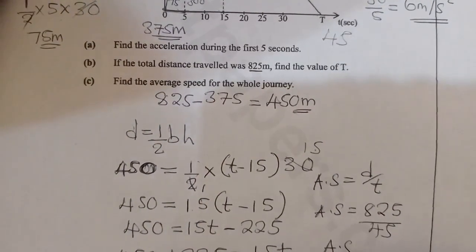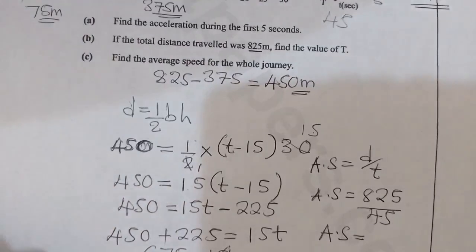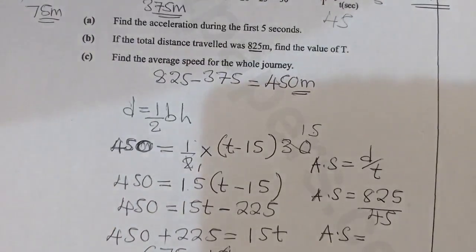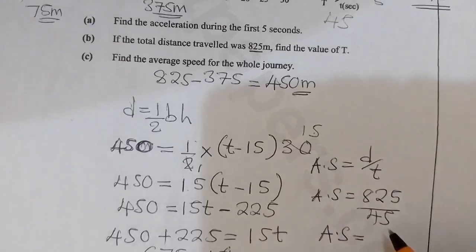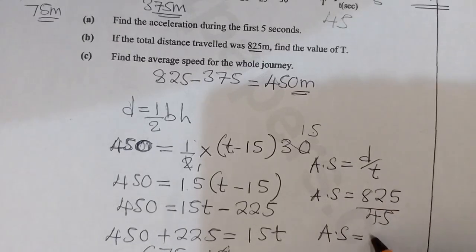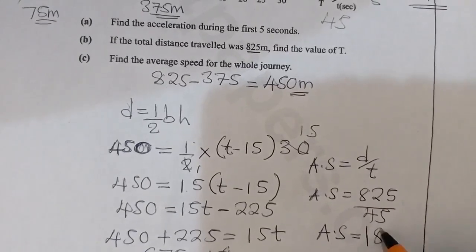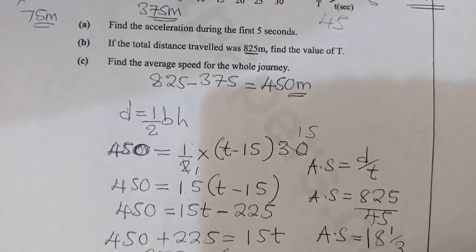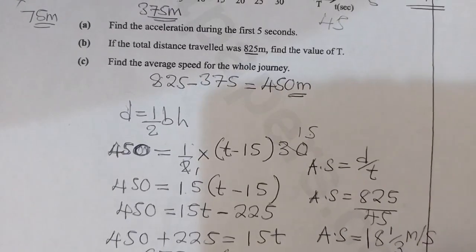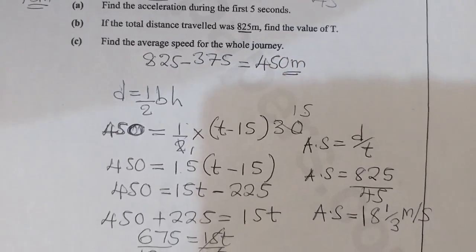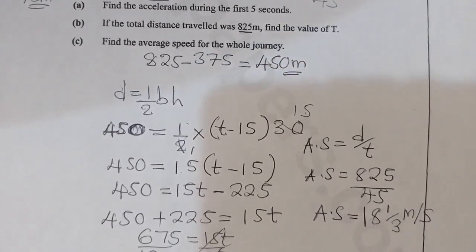So average speed now is equal to what? When I divide 825 by 45, what are you getting? This 45 can go into that number 18 times, remainder 1 over 3. Then you just say meters per second, like this. You are not using any calculator, so it is fine to leave your answer like that.